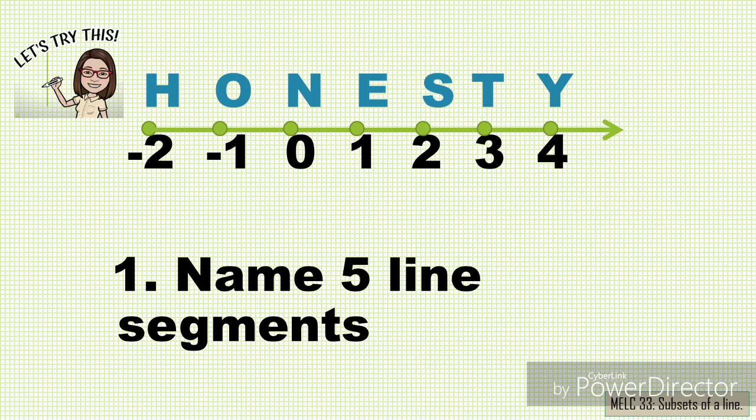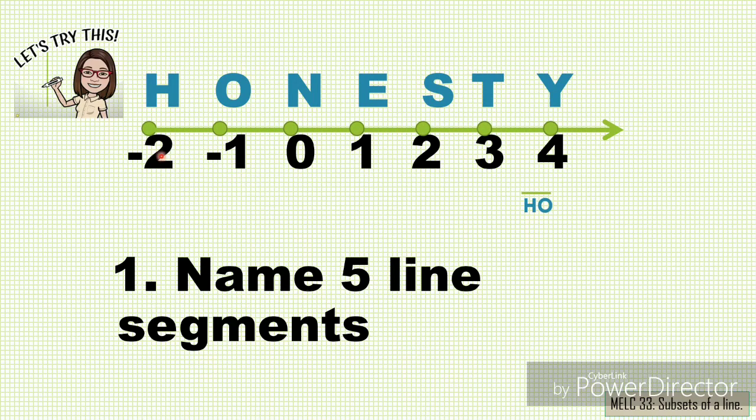Okay, let's try this. Meron tayo ditong illustration with points. Ito yung mga points na nasa ating figure. So, let's name 5 line segments from this figure. Okay, ang dami niyan, pero let's just name 5.